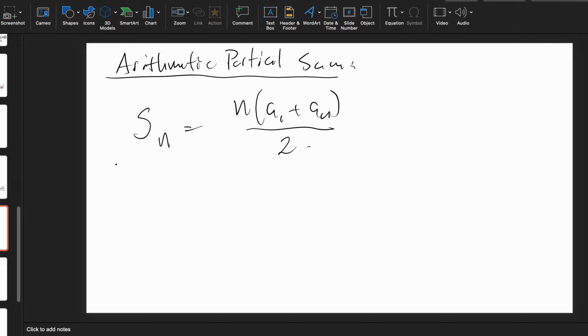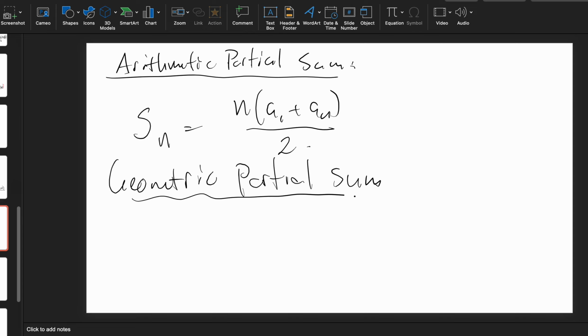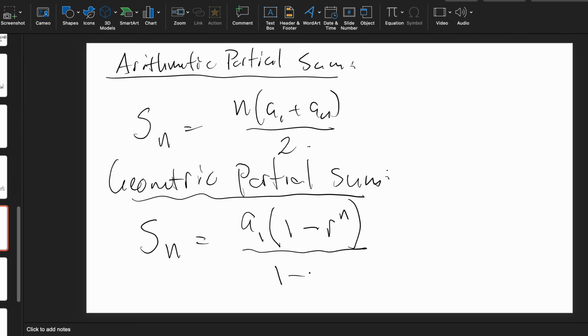The geometric formula for the partial sum is given by S sub n equals a sub 1 times 1 minus r to the n, all over 1 minus r, where r is the common ratio. So you would use this formula.